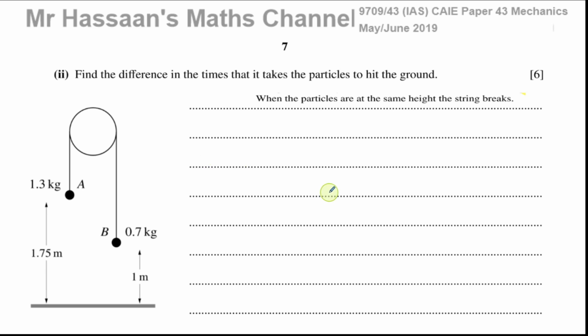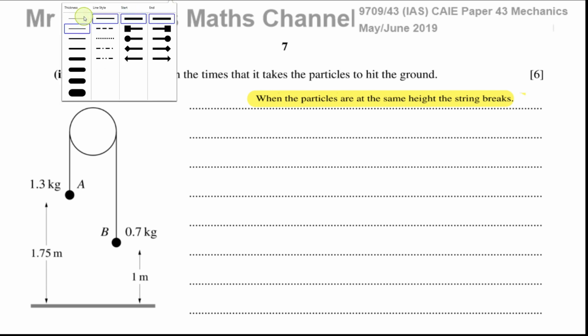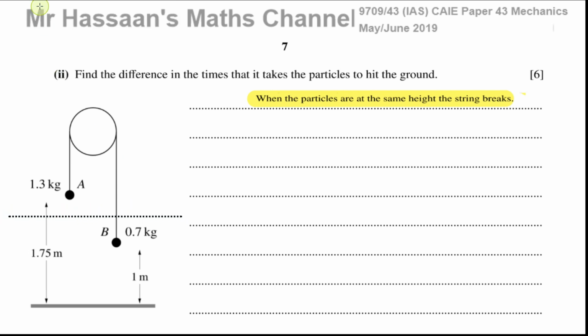So basically, the important thing here is for us to realize from part 1 of the question that when the particles are at the same height, the string breaks. So when they get to the same level, the string will break. Now, when will they get to the same level? Well, that's going to be when A and B have both moved the same distance. A has moved down and B has moved up. They move the same distance, and it's the distance between them in the beginning divided by 2, basically, right?